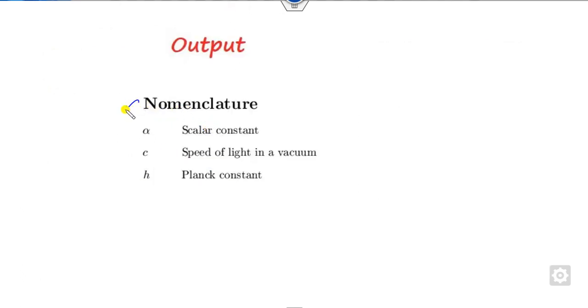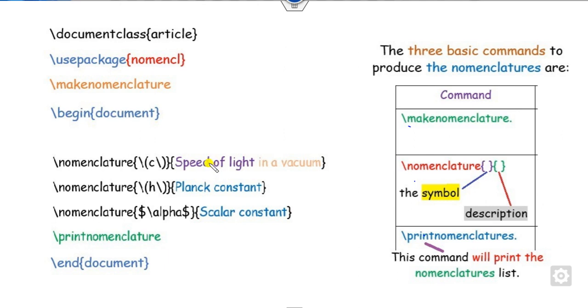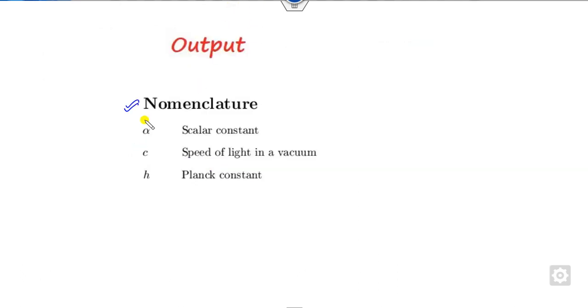You can see the heading will automatically be there as a nomenclature: alpha, C and H. You will be very surprised: look at that, I first write C as the speed of light, followed by H and then alpha, but the output is not in the same order. The reason is that this is always written alphabetically. So you can see C appears first and then H. This is the mathematical symbol I denoted in the form of the dollar.